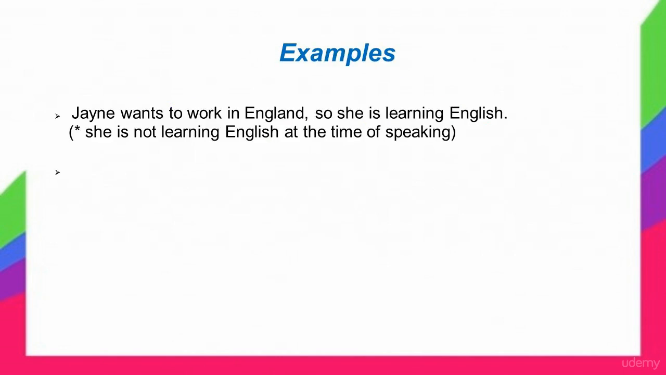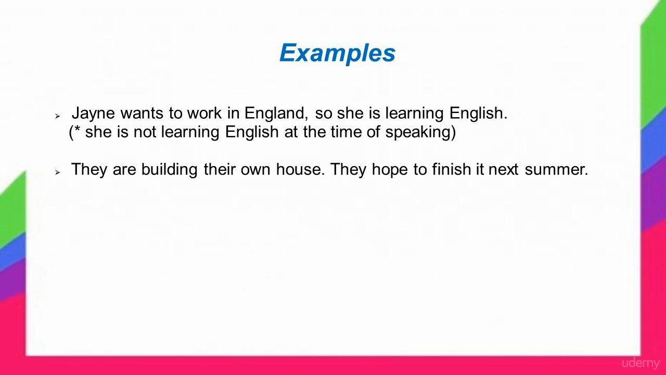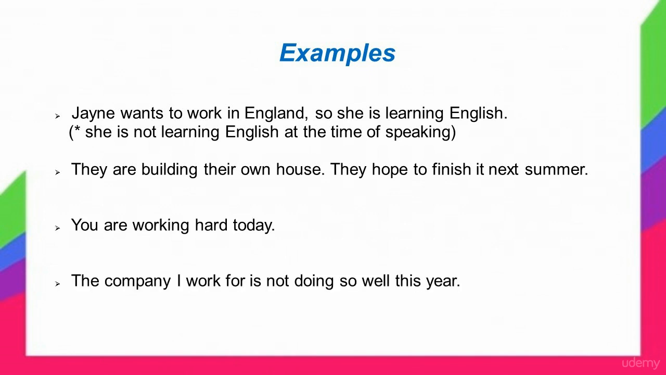Some more examples here. Jane wants to work in England, so she's learning English. She's not learning English at the time of speaking. They are building their own house. They hope to finish it next summer. You're working hard today. The company I work for is not doing so well this year.